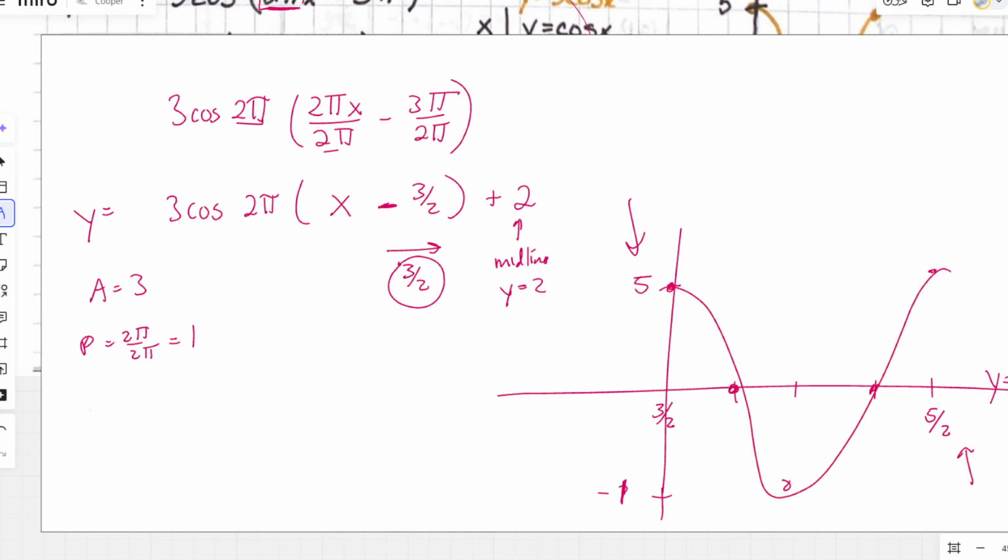Okay. Another thing we didn't do too much is the domain and range, but no big deal. This one is 3/2, comma, not 1, but 1 plus 3/2 or 5/2. And range, it's not -3, 3. It's -1, 5.